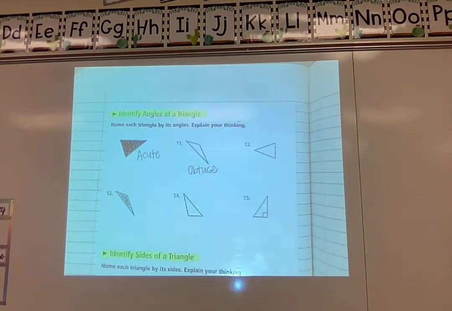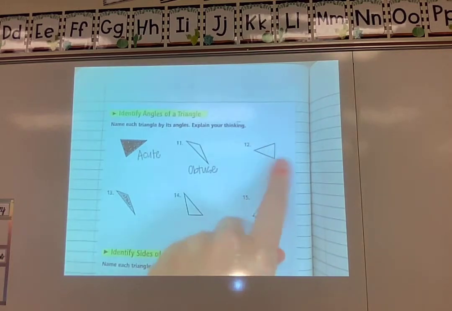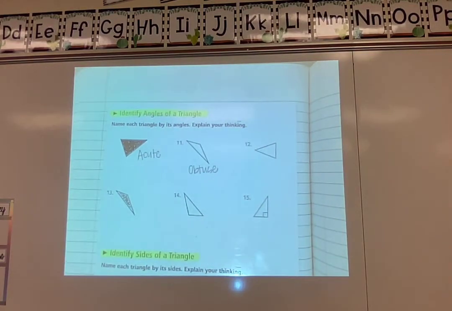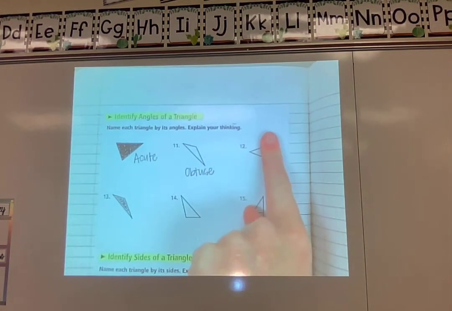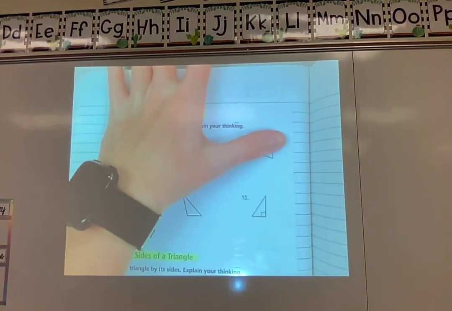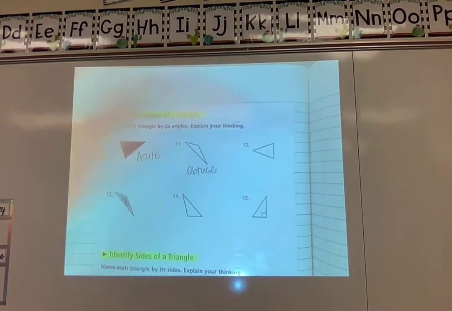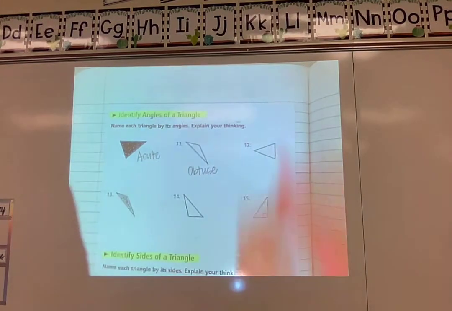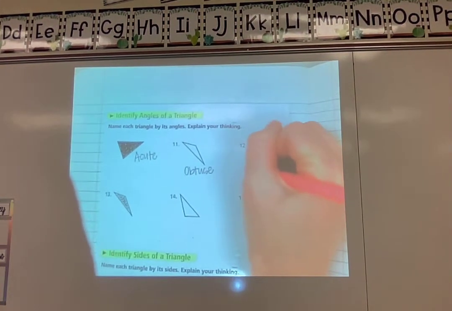All right, let's look at number 12. First, I check for that right angle. I don't see any right angles happening there. So let's look and see what we have. On this side, I have an acute angle. Up there, I have an acute angle. And down there, I have an acute angle. So if I have three acute angles, that is an acute triangle.